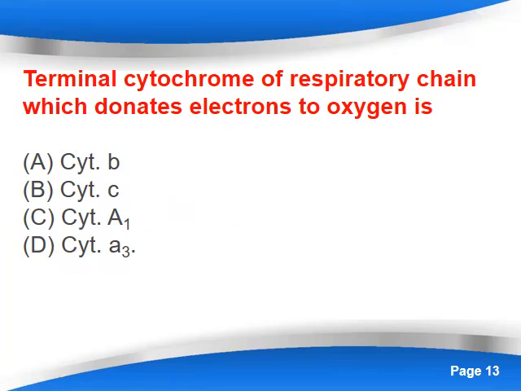Another question. The terminal cytochrome of the respiratory chain which donates electrons to oxygen, which one of them is the terminal cytochrome, the last cytochrome in the respiratory chain to produce electrons to oxygen, which is the final electron acceptor? Yes, of course, it is cytochrome A3.